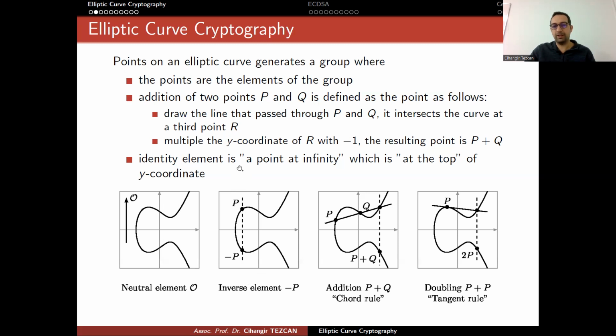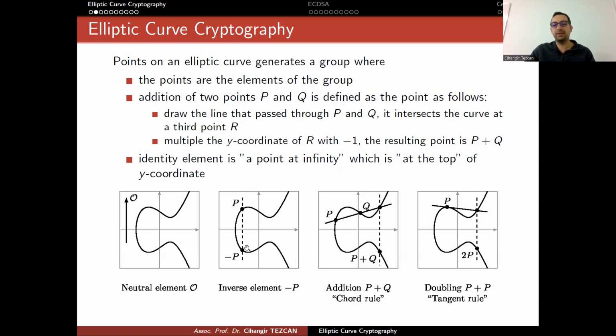So it passes through the identity element at infinity, P, and it also intersects at another point here. And since in an addition we multiply by -1 and obtain it, as you can see, I obtain P back. So adding P with a point at infinity gives you P back.